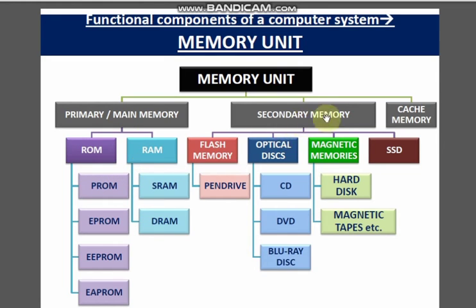And in secondary memory, what we have flash memory, which we also say as pen drive, optical disc. Under optical disc we have CD, compact disc, DVD, digital video disc, or we also say it as digital versatile disc, Blu-ray disc. Magnetic memories, under magnetic memories we have hard disk, magnetic tapes, etc.